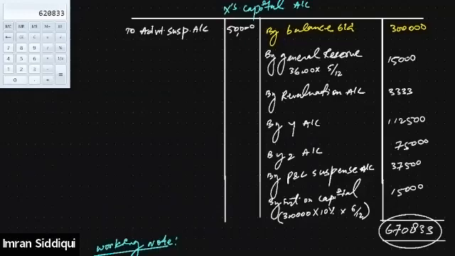We'll transfer this entire amount to the executor's capital account. So, to executor's account, and balance will be 620,833.